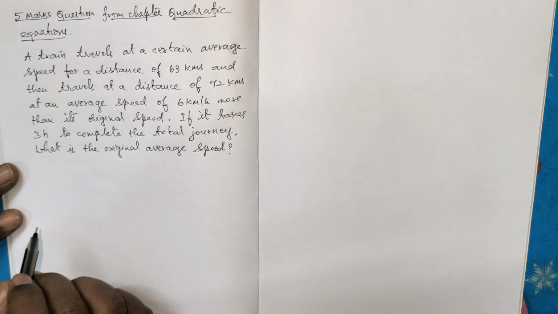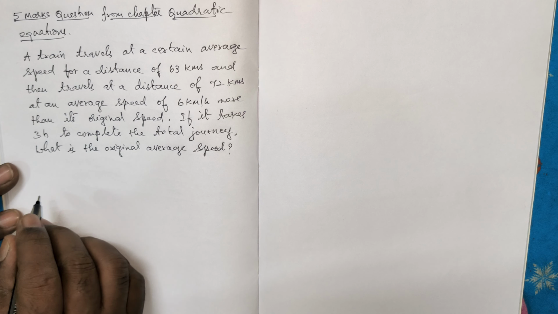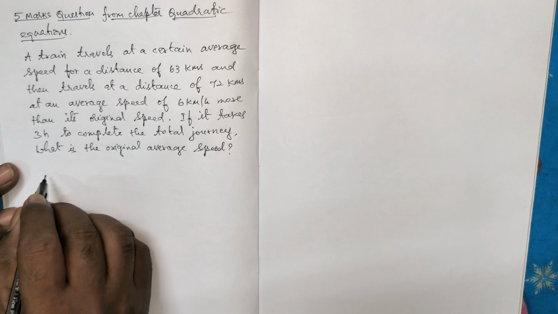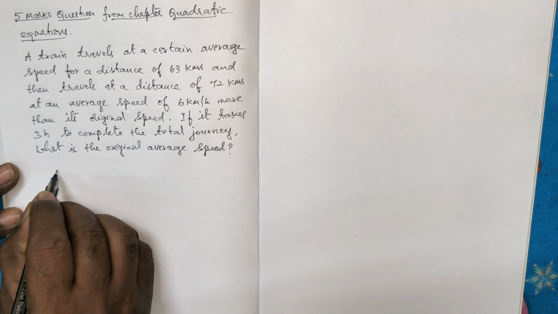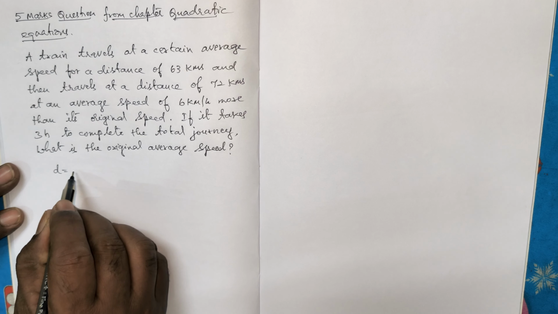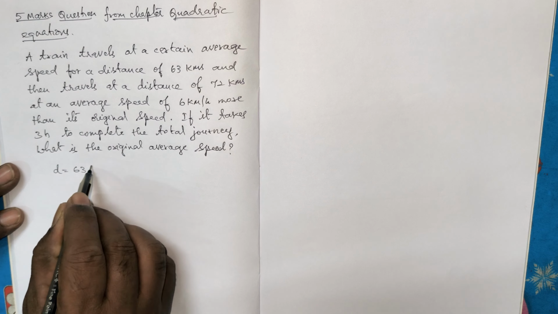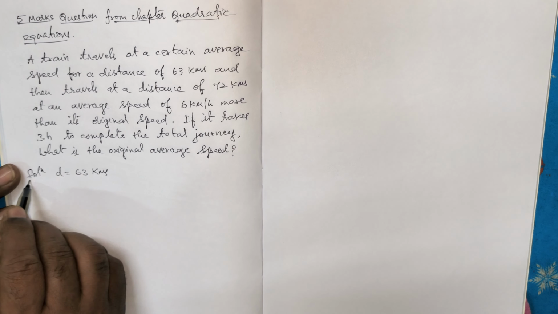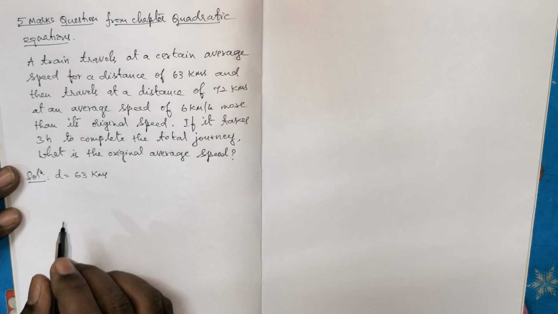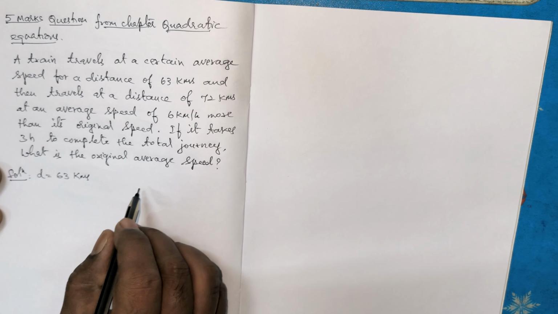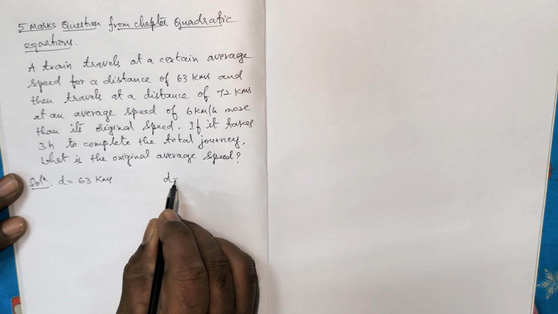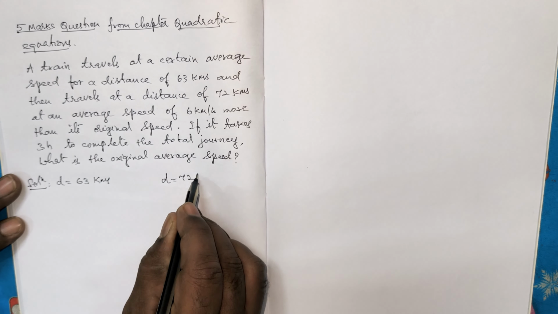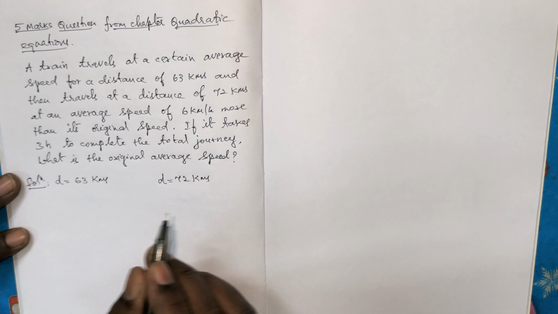First, I will write what is given in the question. Distance is given, 63 kilometers. I am writing the solution. 63 kilometers, and another distance, 72 kilometers, is there. This is the second case. Let us take here 72 kilometers.